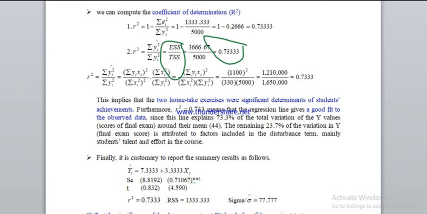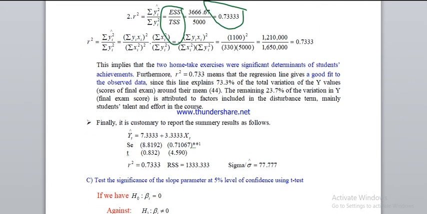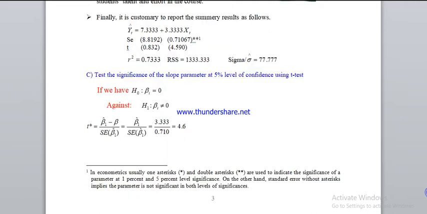Almost 73.3% of the total variation in final exam score is due to the variation in homework exercise. The remaining 26.7% is maybe due to other variables that we didn't incorporate in this model. It may be other students' talent, other factors that we didn't incorporate.